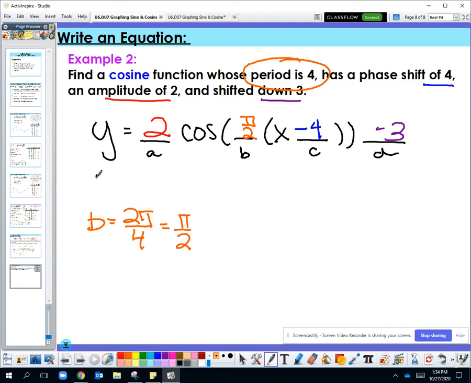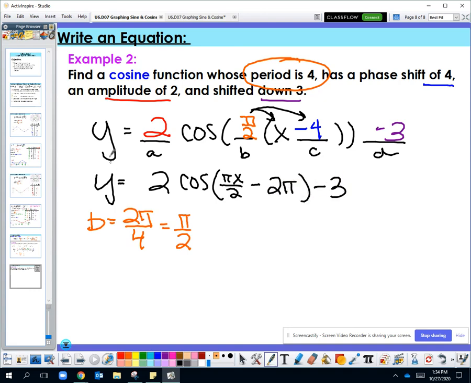Now, one last thing I want to mention before we end today is sometimes the final answer for these types of problems will be redistributed through. And so just be comfortable if you see it looking something like this. Minus, let's see, 2 pi minus 3. These are both the same equations. One is factored out, the other is distributed.